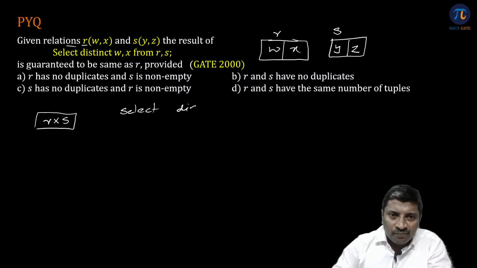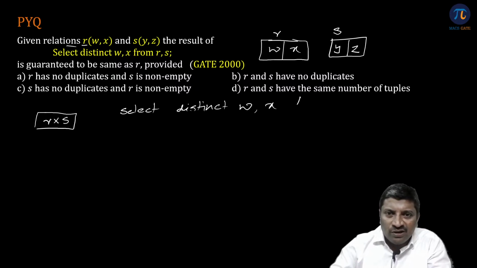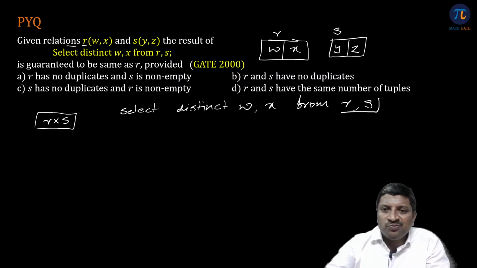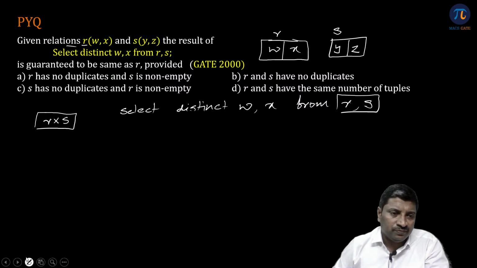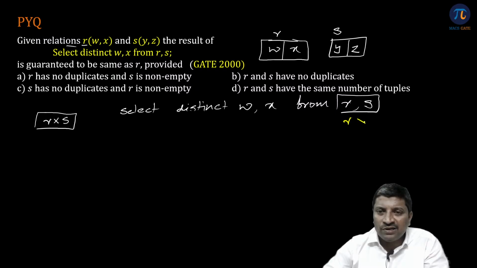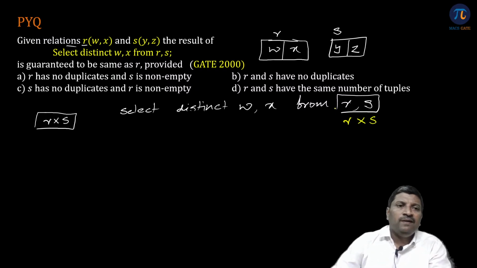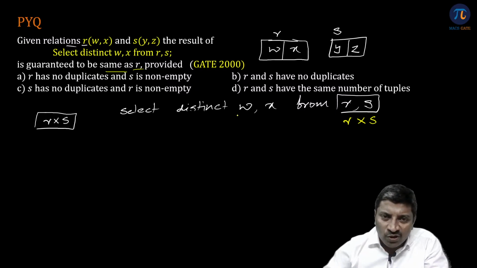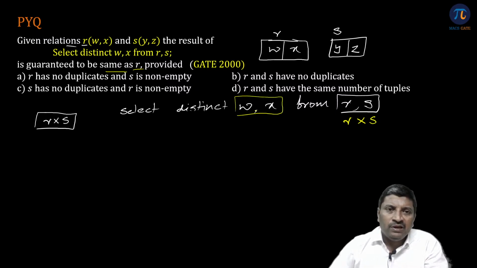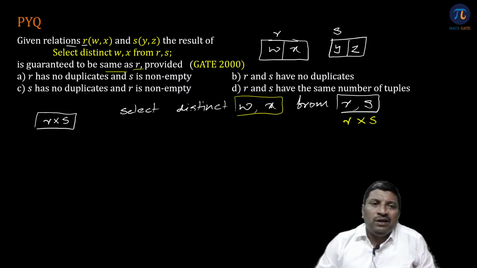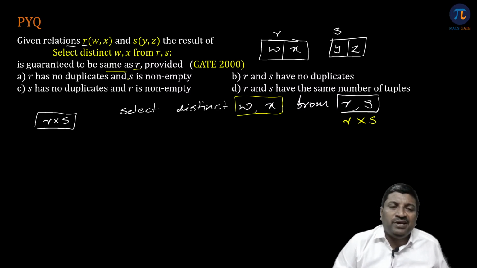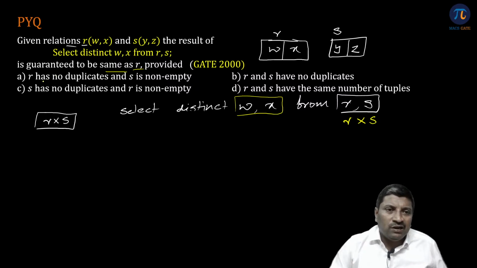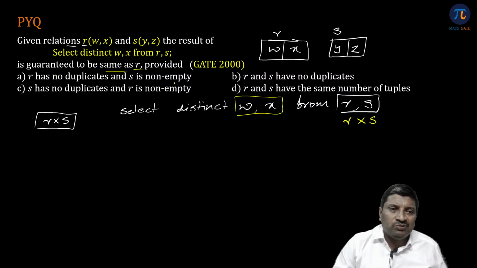Select distinct W comma X from R comma S. Sir, this meaning is cross product, R cross S, right? Then is it guaranteed to be the same, because they are selecting only the attributes of R only? But will you give a guarantee always? Maybe or maybe not. Then what are the conditions? R has no duplicates. S is non-empty.